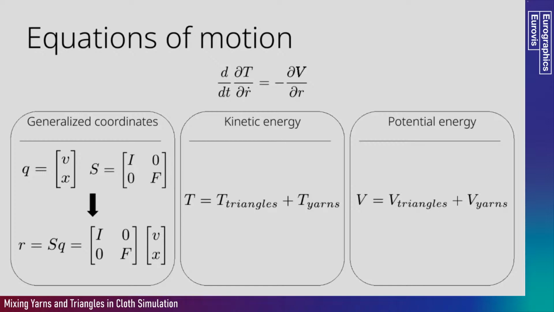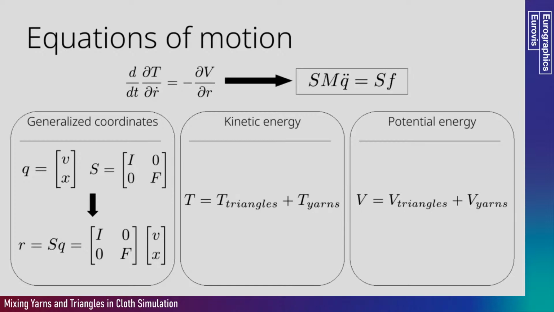Similarly, the potential energy also combines triangle level and yarn level energies. By applying the Euler-Lagrange equations with these definitions, we obtain the equations of motion of the system, which define the accelerations of generalized coordinates as a function of forces. These equations resemble the typical equations of motion for unconstrained dynamics, but in our case, they are pre-multiplied by the filter S. In a nutshell, we obtain a filtered version of the unconstrained equations.